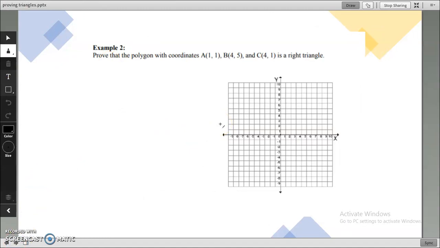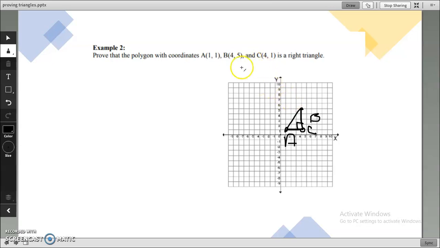It says prove the polygon with coordinates (1, 1), (4, 5), and (4, 1) is a right triangle. So this time I have to draw it, which means it's going to be really sloppy, and I apologize. Here's my A at (1, 1). B is at (4, 5). Hopefully that's 4. C is at (4, 1). Oh, okay, it kind of looks like a right angle right there, so I'll compare this side to this side.